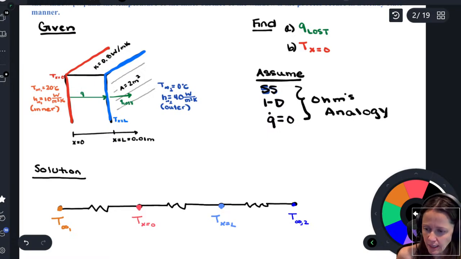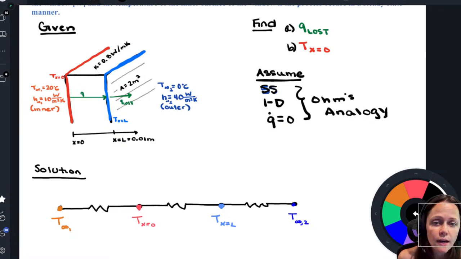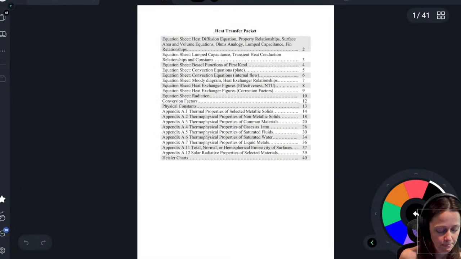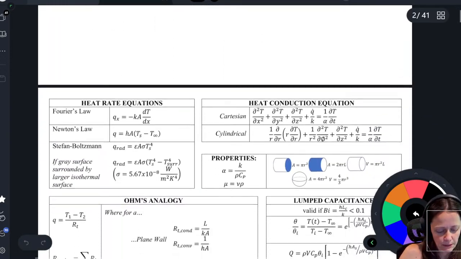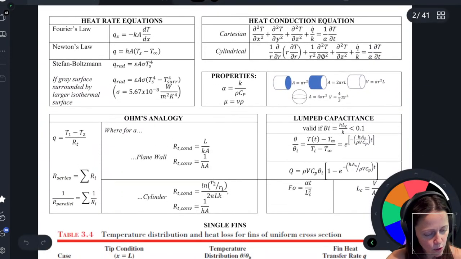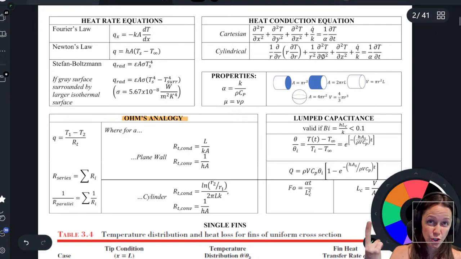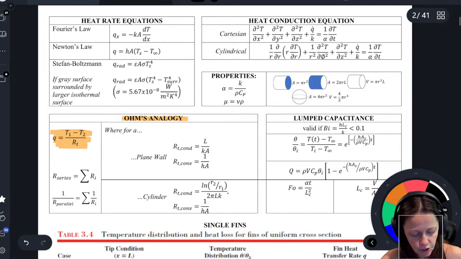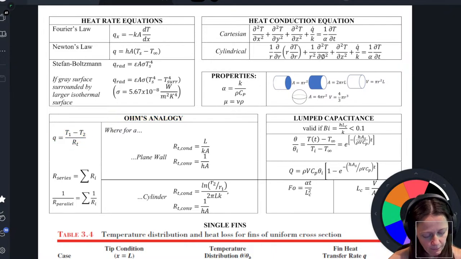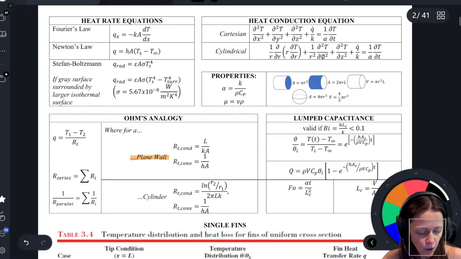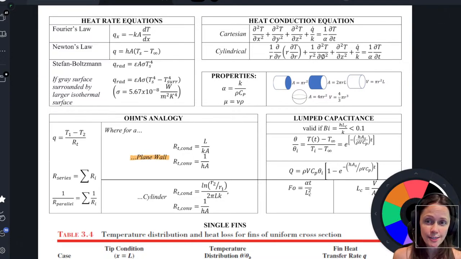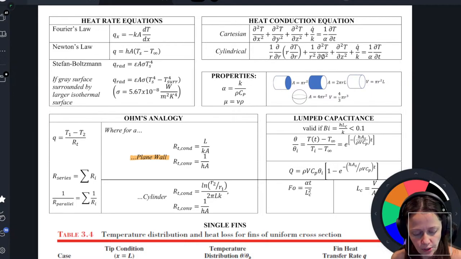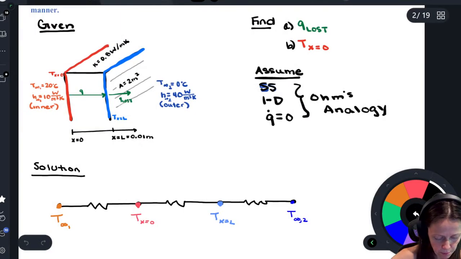It would be a nice thing to have my packet with all my equations in it. So Ohm's analogy is where we're looking. This is on page 2 of that heat transfer PDF. You can see here's my Ohm's analogy right there in case we forget it. And then for a plane wall, we've got two resistances, one to conduction and one to convection. So those are the equations that I'm going to use. Let's go ahead and plug them in.